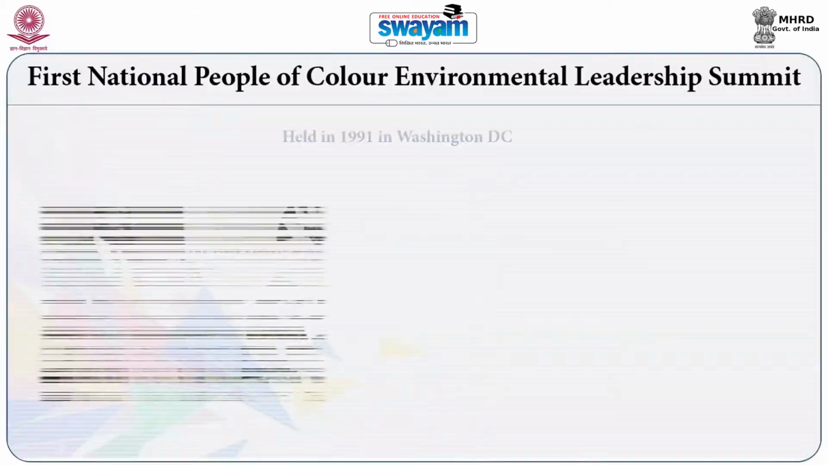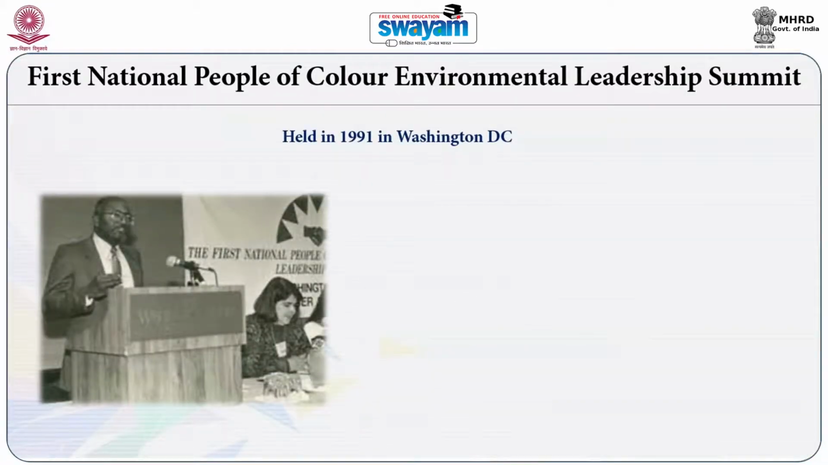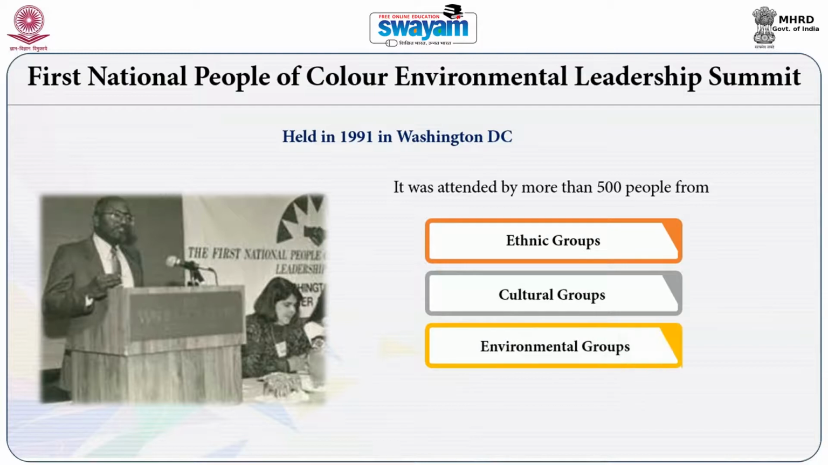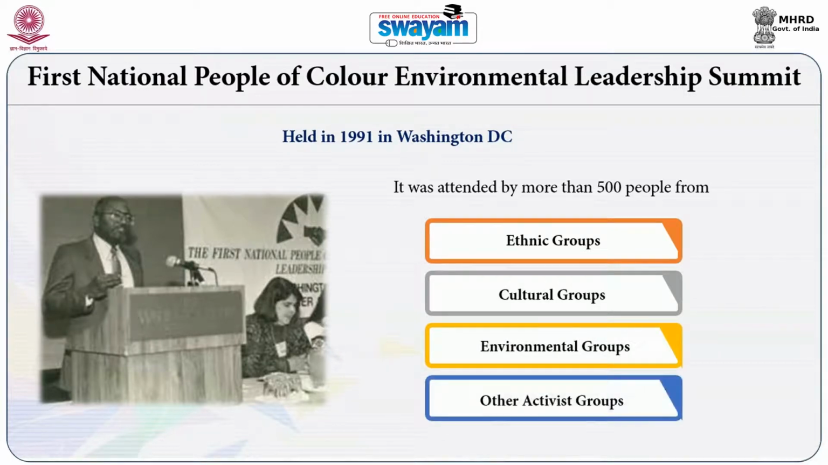It's important to look at what this conference says. It took place in 1991 in Washington, D.C. It's called the First National People of Color Environmental Leadership Summit. It was attended by more than 500 people from various ethnic, cultural, environmental, and other activist groups.